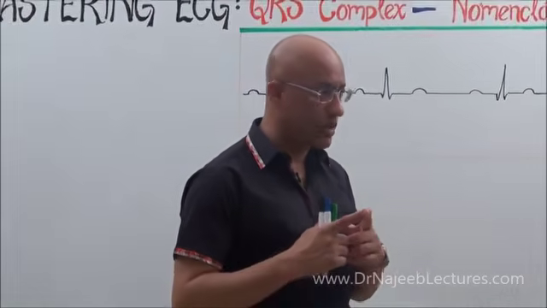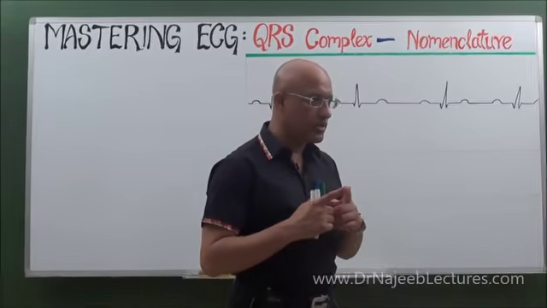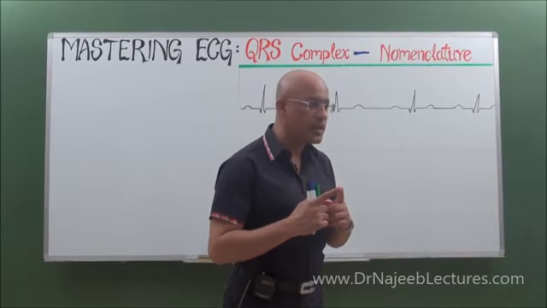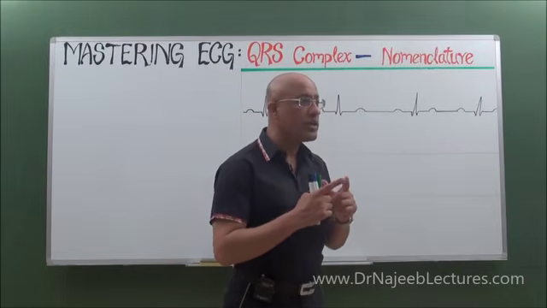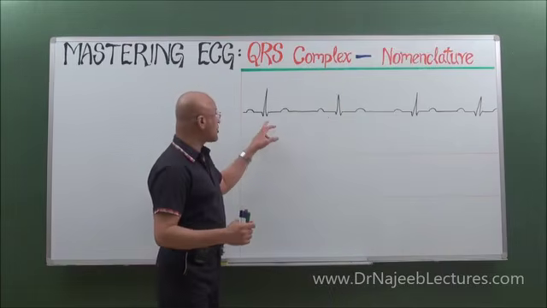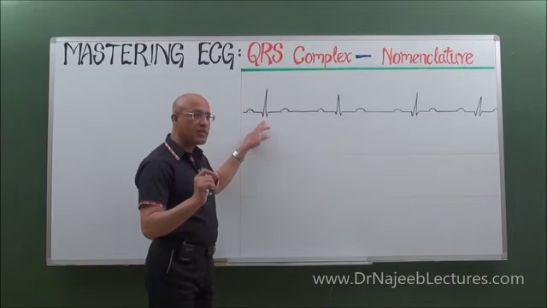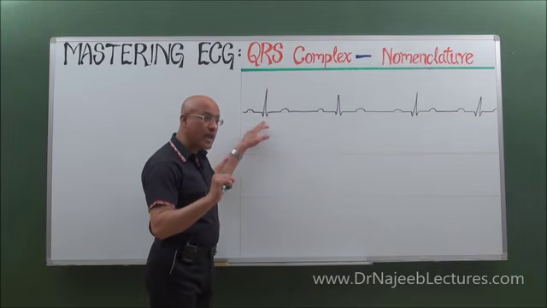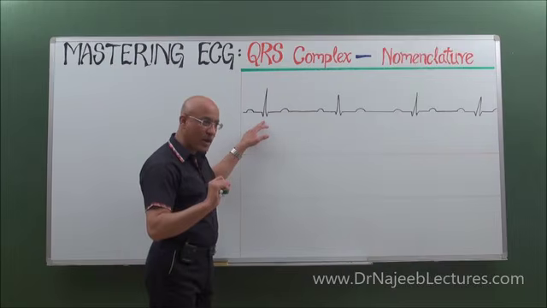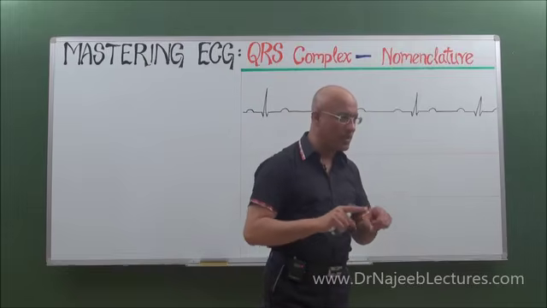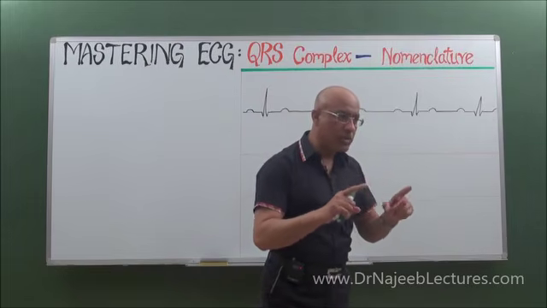Basically, the QRS complex on an ECG tracing is a graphic representation of ventricular depolarization. Let me repeat it. What is the QRS complex? The QRS complex is a graphic representation of the electrical activity of the heart when the ventricles are undergoing the process of depolarization.